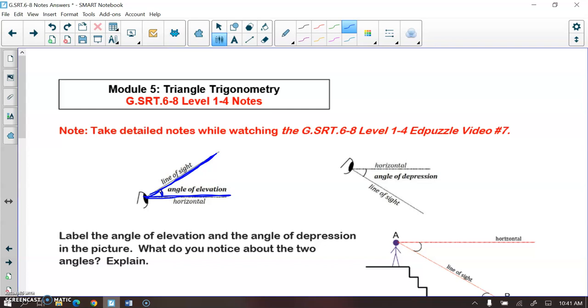The angle of depression is also formed by your line of sight and the horizontal, but it's the angle of depression because you're looking down at an object. So this is the angle of depression.